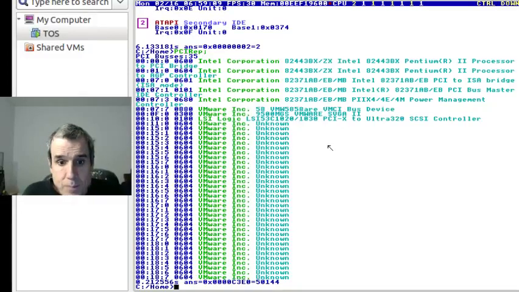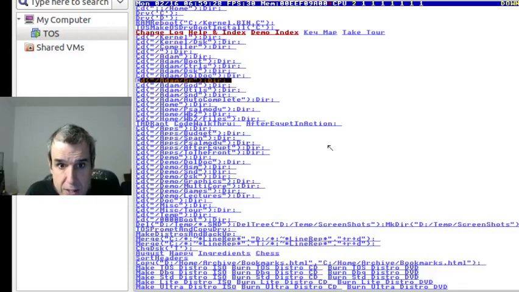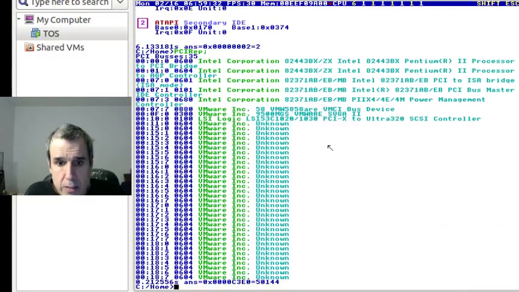Anyway, so when you boot on native hardware, it might ask you for the port numbers for the CD-ROM. If it can't find it, it asks you for the port numbers. And anyway, so, oh well.